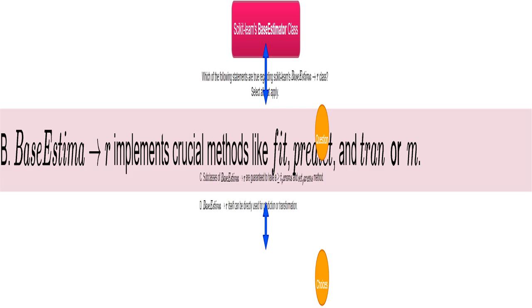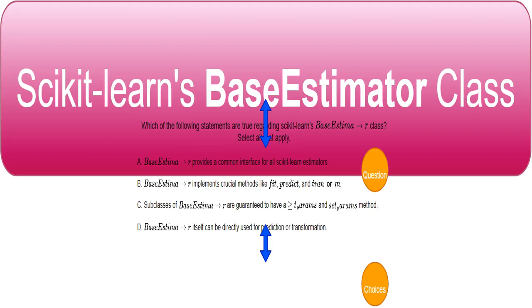This is correct. The get_params and set_params methods are part of the base estimator class and are inherited by subclasses. They are essential for managing the hyperparameters, settings that control the model's behavior, of Sklearn estimators. This statement is true. Base estimator sets a standard structure that ensures that every Sklearn estimator works in a consistent and predictable way, simplifying development and making everything easy to use together.